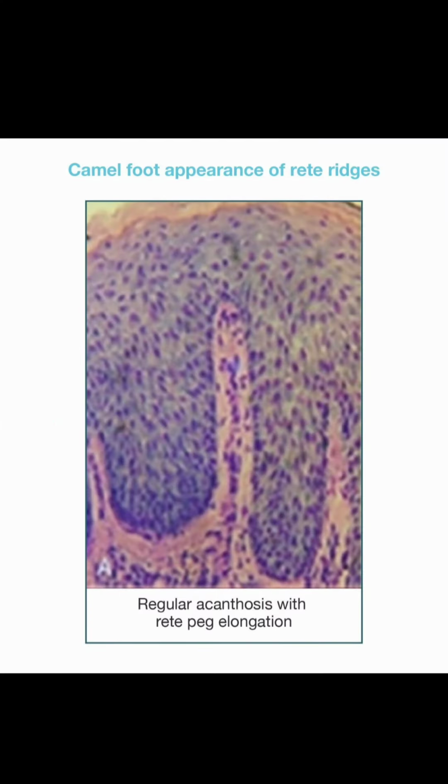This is the camel foot appearance, which is seen in histopathology of plaque type psoriasis. So I want to discuss more about it. Normally 10% of basal cells are in the proliferative stage, whereas in psoriasis about 90% of the basal cells are in this phase. As a result, to accommodate the increasing population of basal cells, rete pegs take a plunge into the dermis in the form of elongation of rete ridges, giving the appearance of a camel foot.